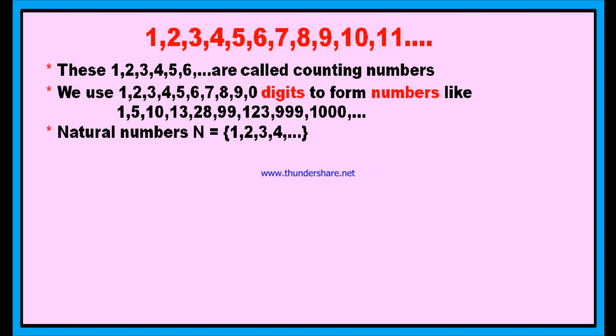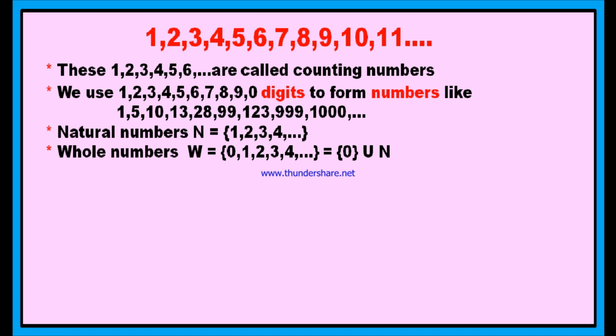Since N is the first letter in the word natural numbers, these natural numbers are denoted by the letter N. Next is whole numbers. Whole numbers may start from 0. 0, 1, 2, 3, 4 and so on is the set of whole numbers.